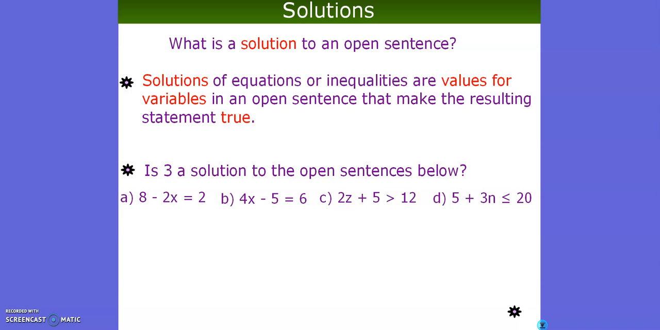Today we're going to talk about solutions to open sentences. In our last video we talked about what an open sentence was. There are two kinds. They are either equations or they're inequalities. An open sentence is just a comparison of two expressions. In between that comparison is going to be either your equal sign for an equation or one of those inequality symbols for an inequality, so that would be less than or equal to, greater than or equal to.